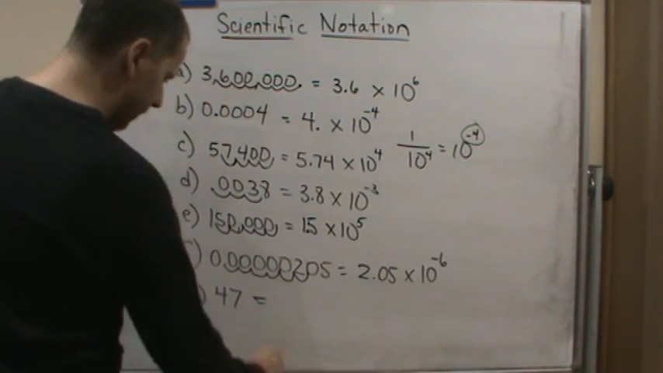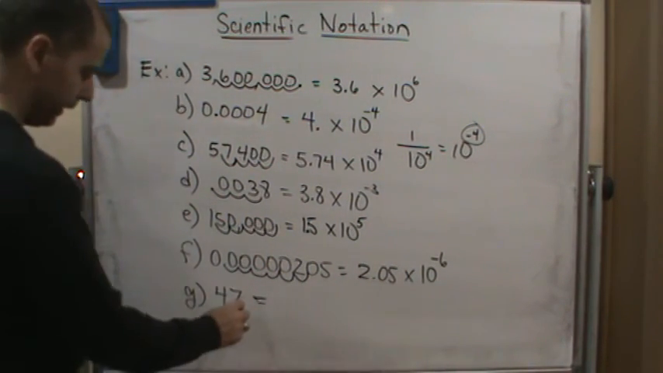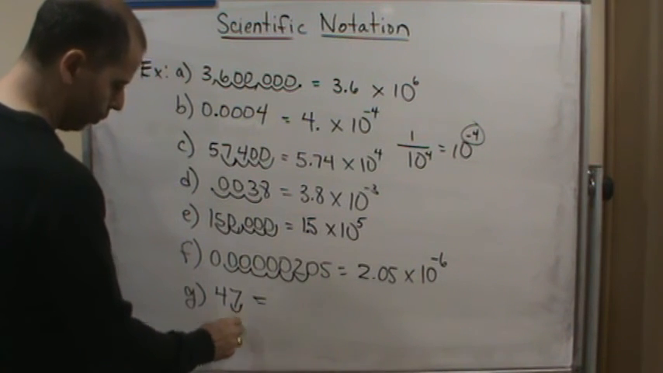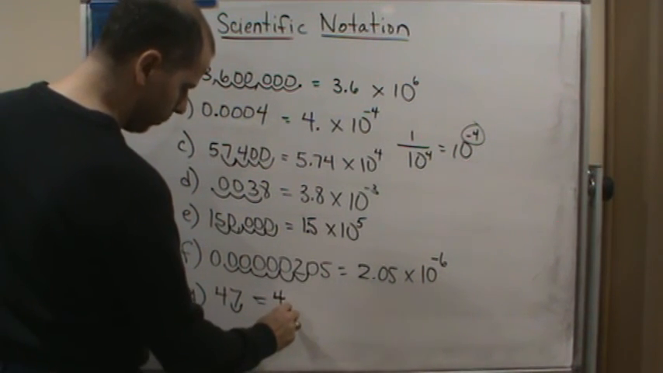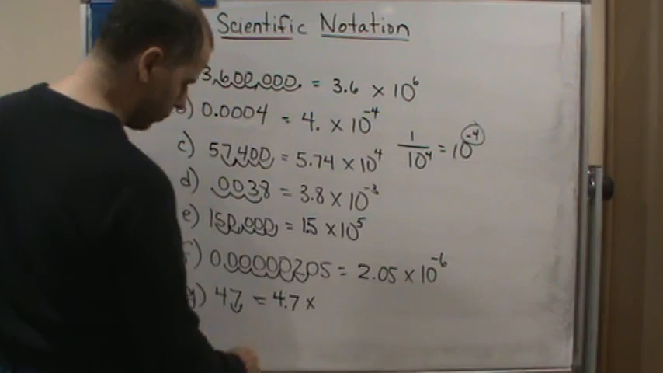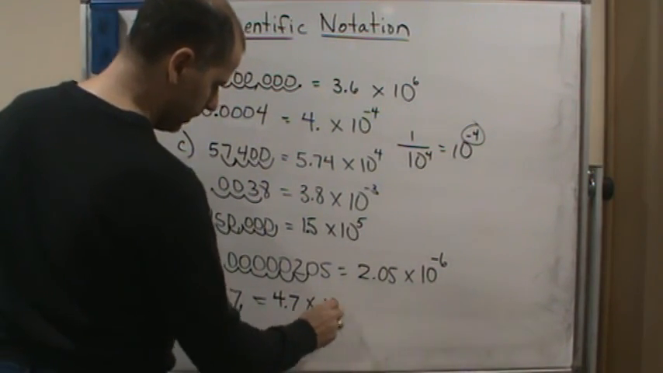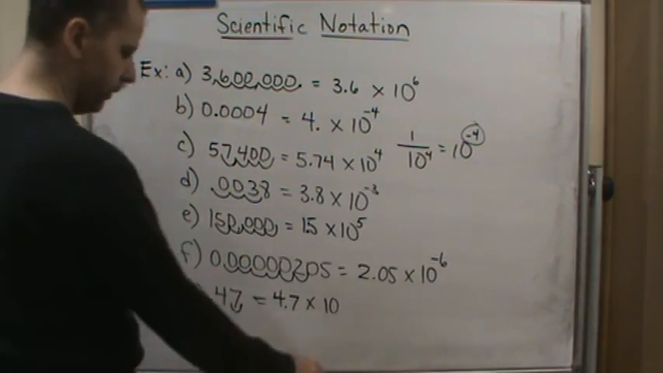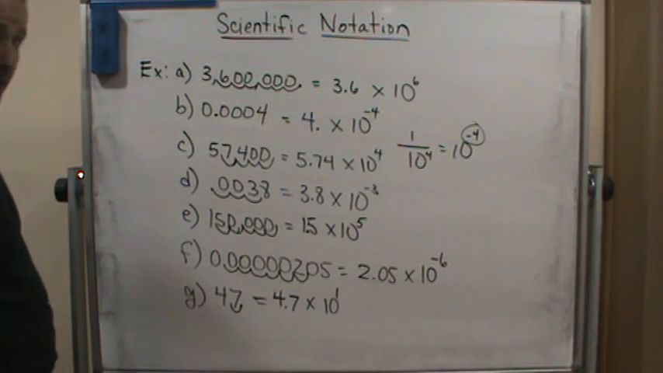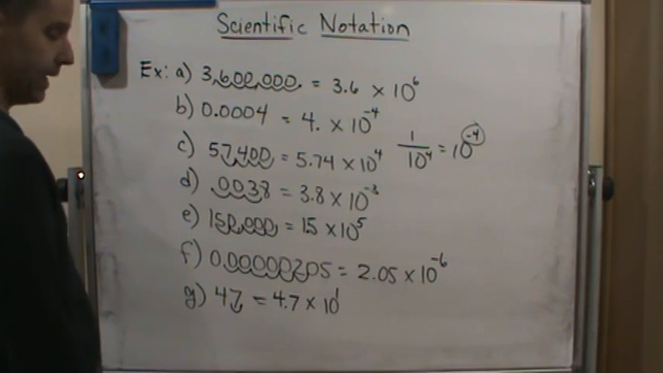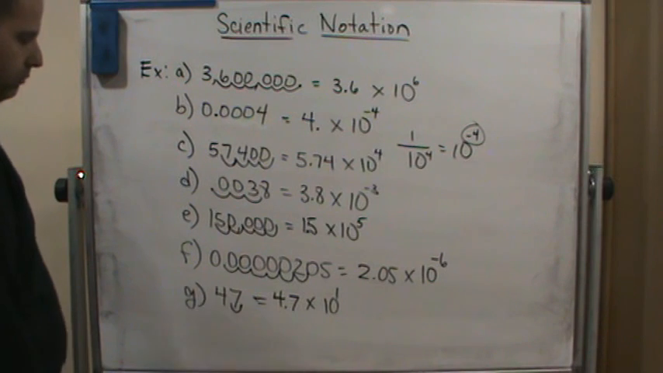Now the final one, I have 47. Well, here, how many spaces do I need to move? 1. So my number is going to be 4.7 times 10. If you want to put the exponent on there, that's fine. But that is scientific notation now.